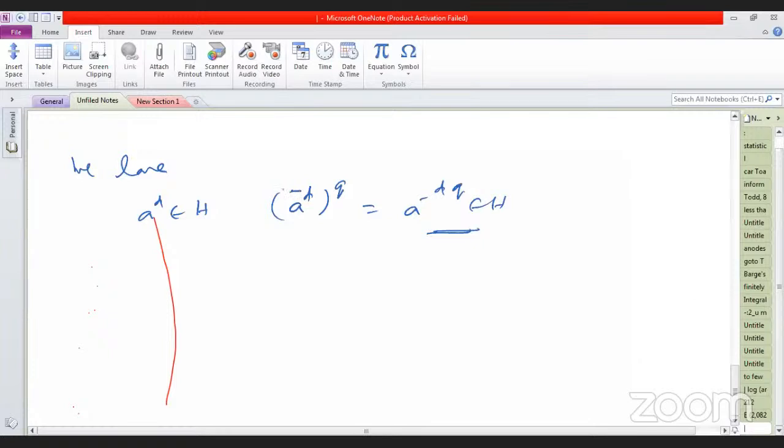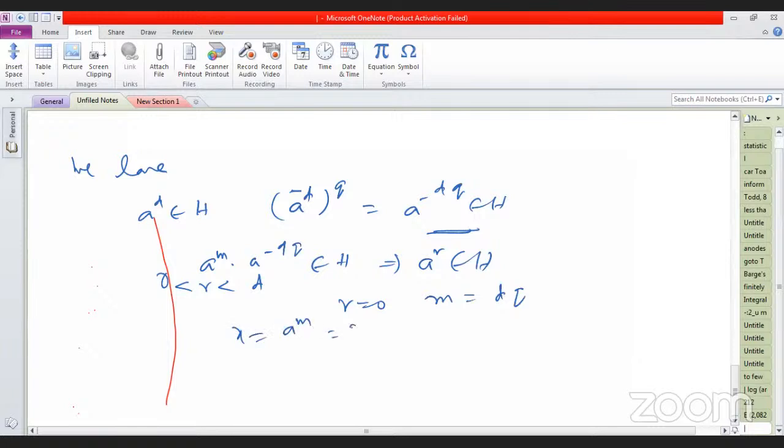Yes, we can write. So A power m into A power minus dq belongs to H. That is, A power r belongs to H. Where 0 less than r less than d, we get a contradiction to the choice of d. So therefore r is equal to 0. Therefore m is equal to dq. Therefore x is equal to A power m, and A power d whole power q we can write here.